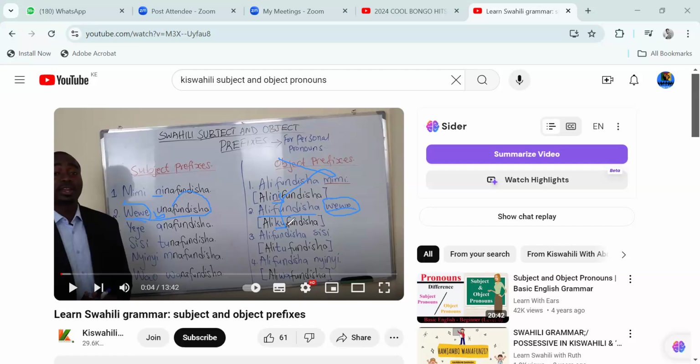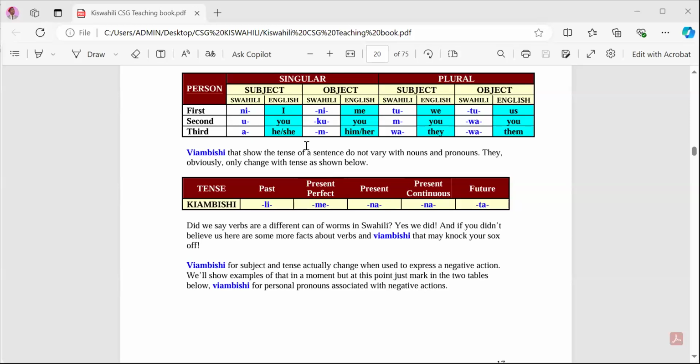But in the object aspect, the prefix will now be "ku" for you. So if you get back to the book again, to help you understand it further, we go back to that book and check here. Now you see here, in the singular aspect, the second person pronoun is wewe unafundisha, the "u". Are you seeing it? You are teaching. But now, in the object, it will be alikufundisha.